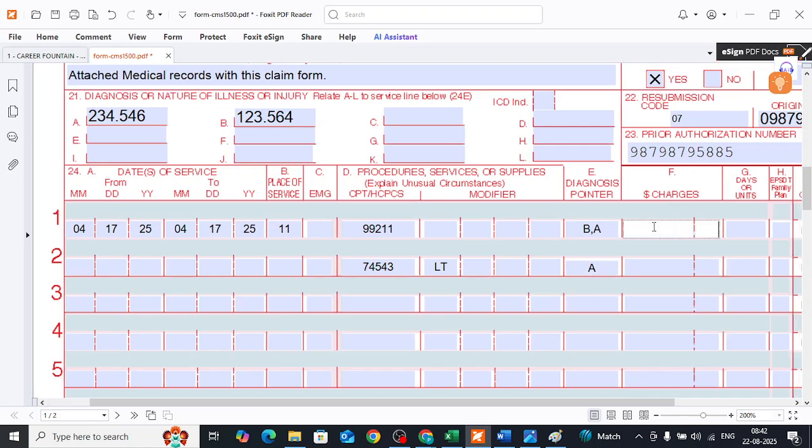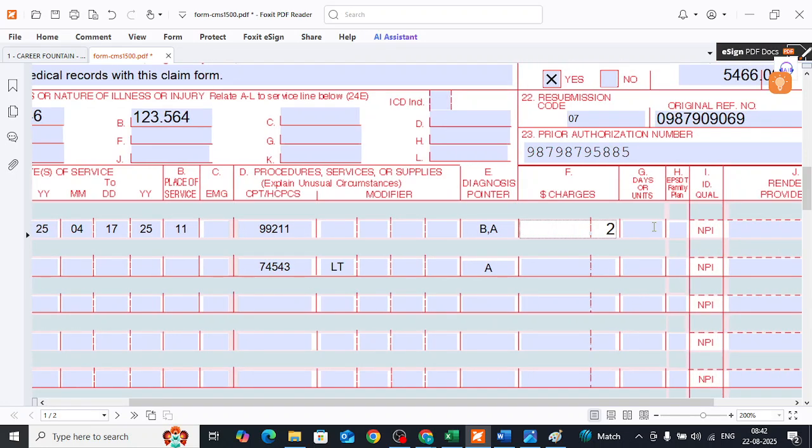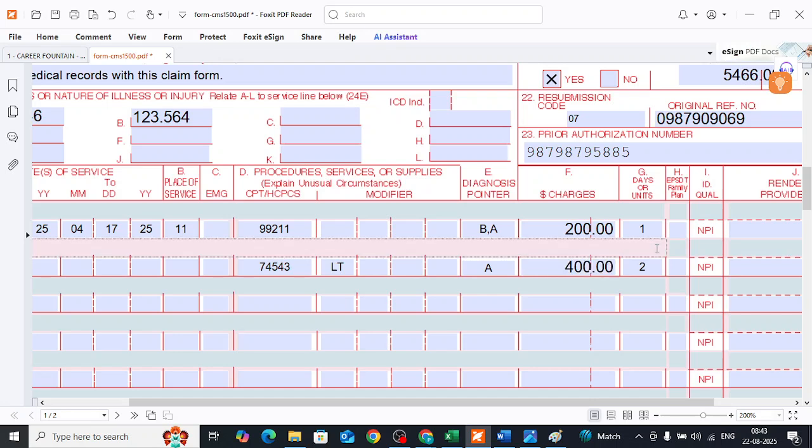These are the charges. For example, here $200 is the charge. Box number 24G is the days or units. For example, only one unit I have given here. I have mentioned 2 units for the X-ray, and it is for $400. Box number 24H is specially used for the family plans. That is dedicated for that, or else it will go as a blank only.